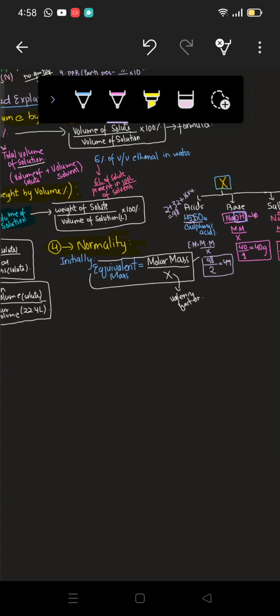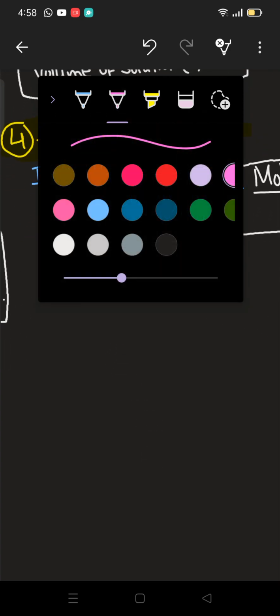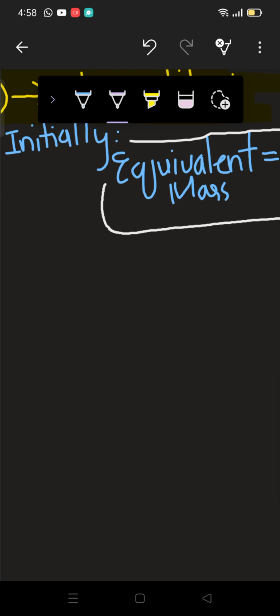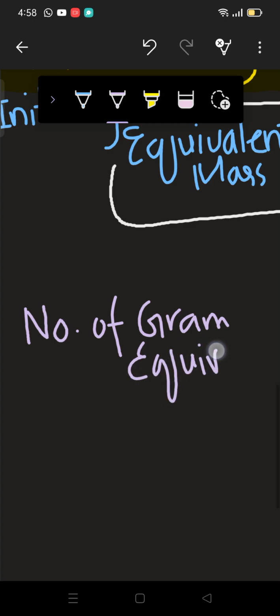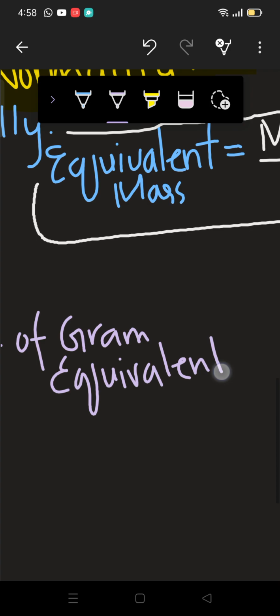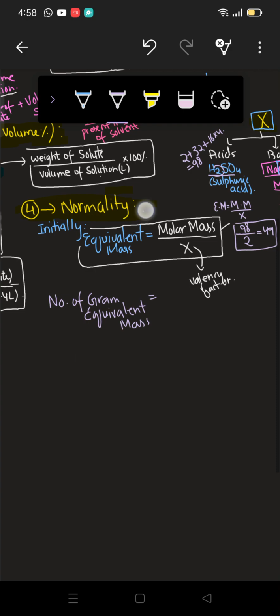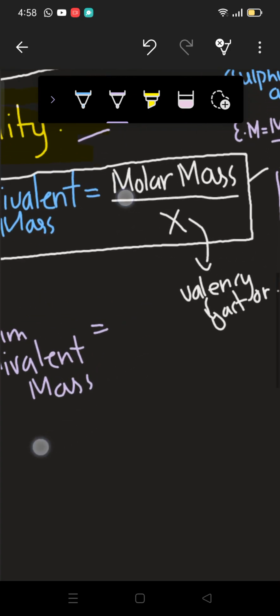Okay, so now see, now we need to find the number of gram equivalent mass. How do you find the number of gram equivalent mass? Here you have found the equivalent mass. Now the number of gram equivalents. Gram atom is actually mole, right? So we need to find the number of gram equivalent mass. How will you find that?